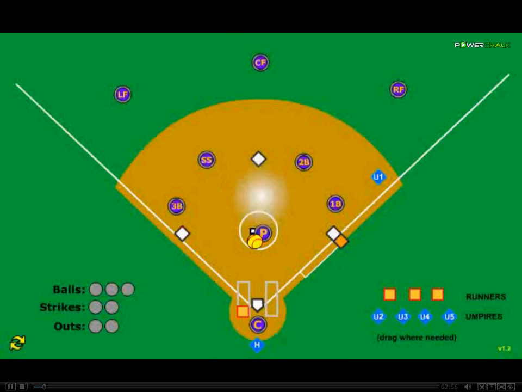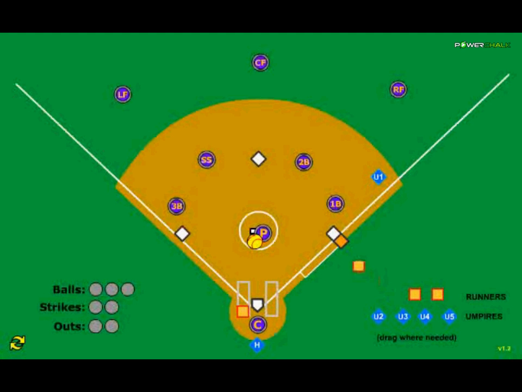About the dropped third strike rule. There were some questions on that, and I think it's a good time to go over it. So we have a man on first base here and a batter in the box. Let's say we have no outs and 2 strikes.